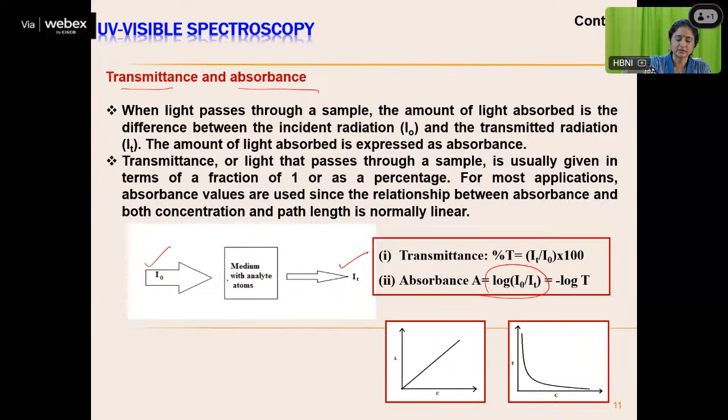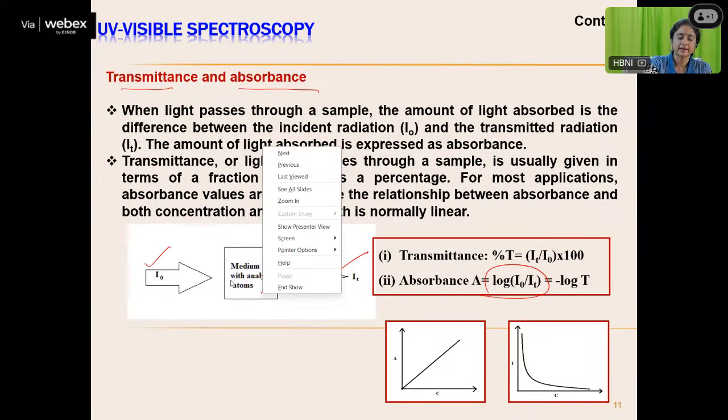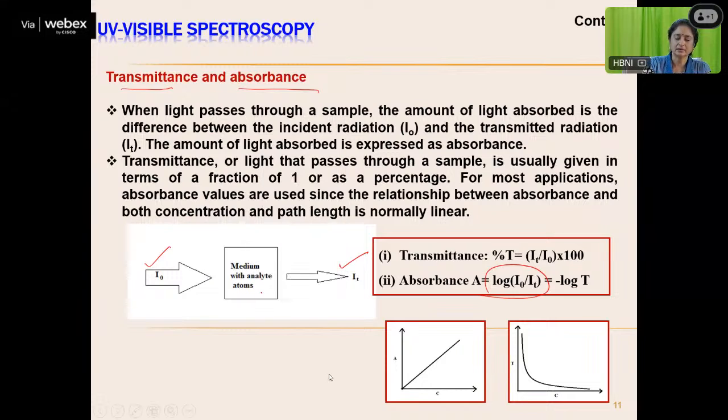So when it is transmitted through the medium with analyte atoms, it gets attenuated because the atoms absorb the incident light. So if you plot absorbance versus concentration, then it will give a straight line, and therefore this relation is normally used for analytical purposes, whereas transmittance versus concentration is an exponential decay, and because of the exponential curve, it is normally not used in quantitative analysis because error will be more. So this is the absorbance.